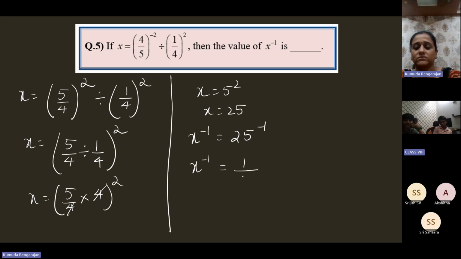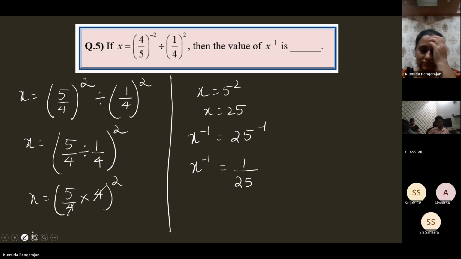Ma'am, first I thought it was negative of x, then I saw the question and realized that it's negative power. Correct. So reciprocal of the base and negative of the power. That's going to be 1, which you can just ignore. So 1 by 25. Completed. Ma'am, easy one.